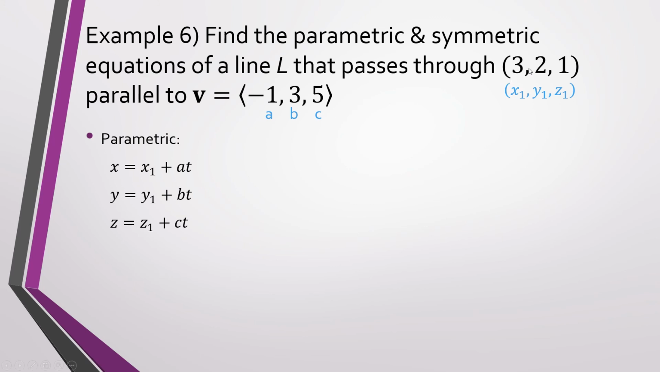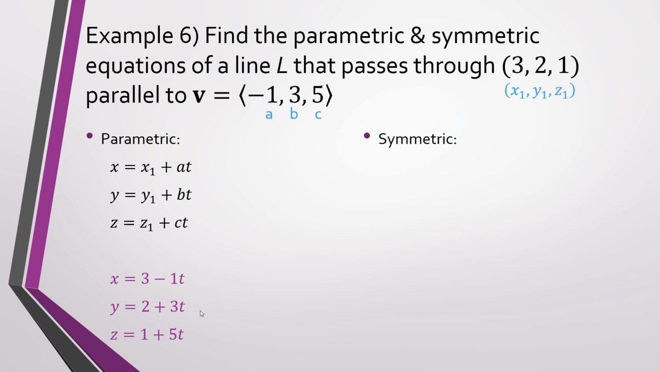So we're just going to substitute our values for x sub 1, y sub 1, z sub 1 here, and our values for a, b, and c here. So x is equal to x sub 1, which is 3, plus a, -1 times t. So we can just write that as 3 minus 1t or 3 minus t. y is equal to y sub 1, which is 2, plus b, 3 times t. So y equals 2 plus 3t. And z equals z sub 1, which is 1, plus c, which is 5t. So z equals 1 plus 5t. Those are our parametric equations.